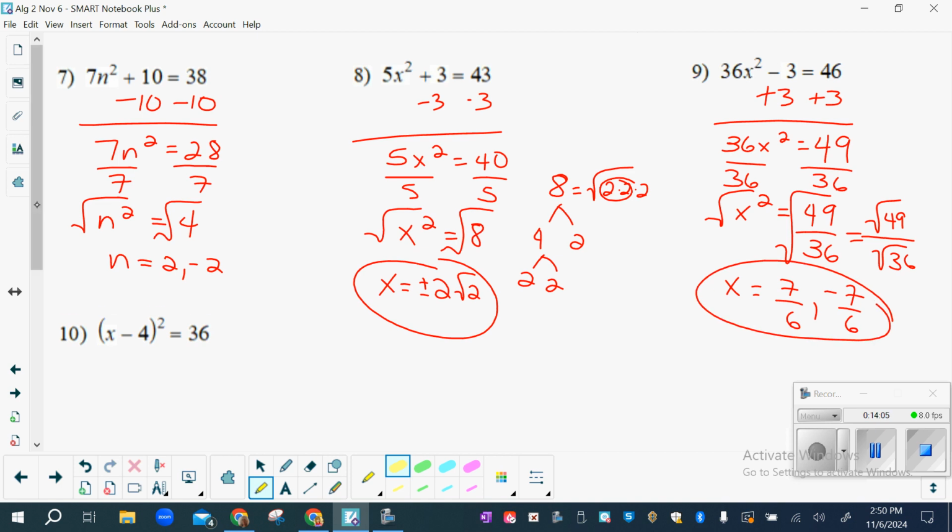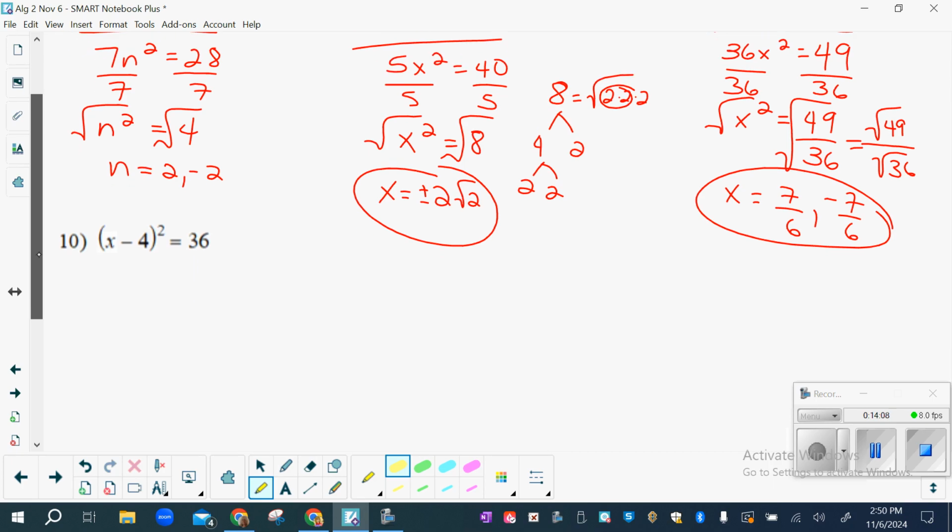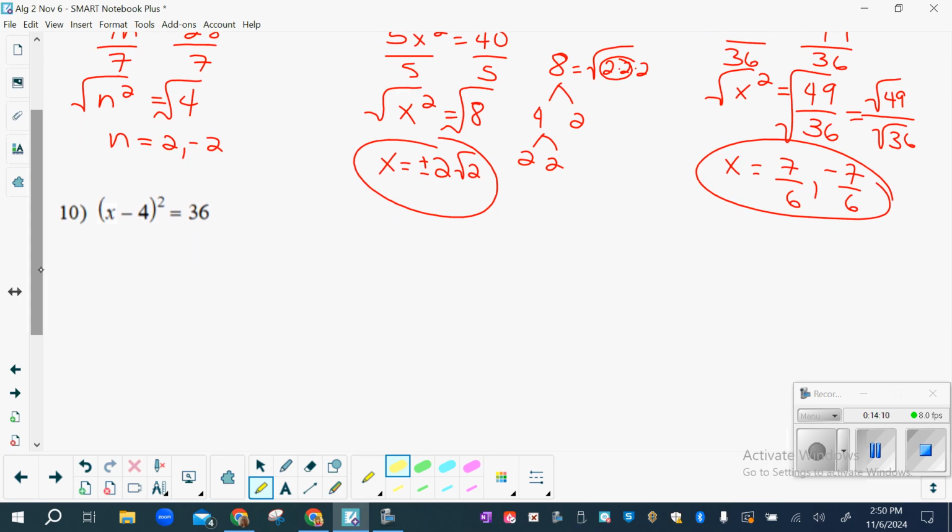Okay, on number 10. 10 is even more difficult. What would we do first on this one? You could. There's an easier way to do this one, but that will work. We would do the square root. Yes, that's the easiest way. We're going to do the square root. And so we get x minus 4. It undoes the square. Does that make sense? Yeah. And we get 6.